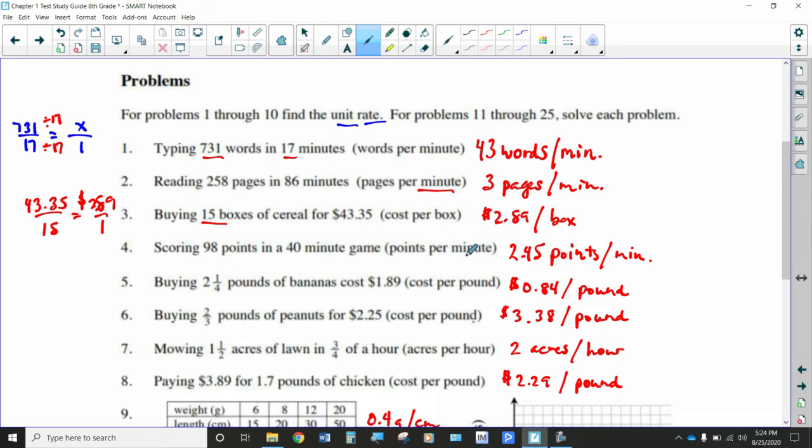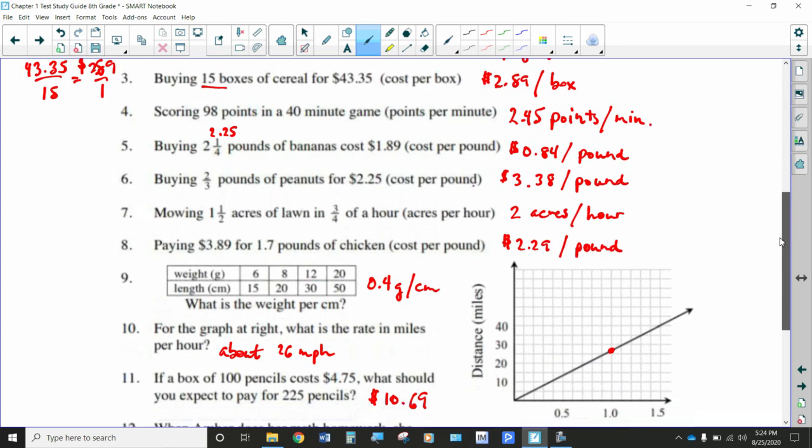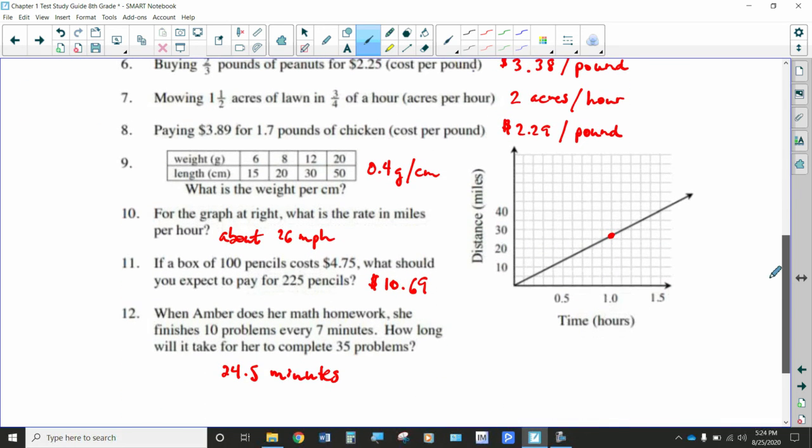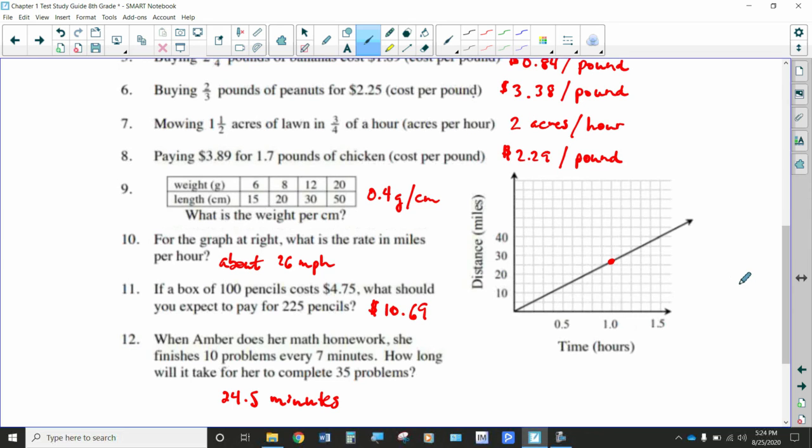Per minute means you divide by the number of minutes. Per pound, divide the dollar amount by the number of pounds. And in this case, problem 5, you probably want to change that to 2.25 so you can use your calculator. Okay? So those are all the unit rate problems. And I'm just going to let you take a look at these answers. And if you have any questions, once again, contact me and I'll pull it up and work through any of these that you need help with.